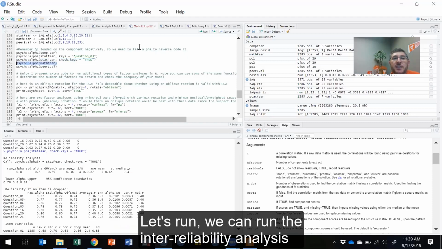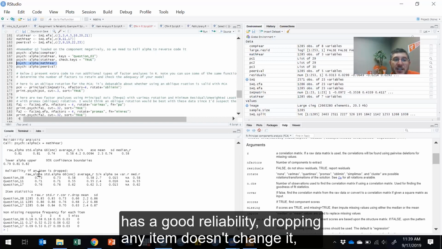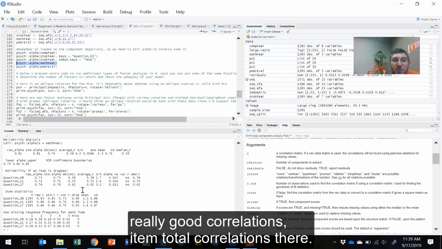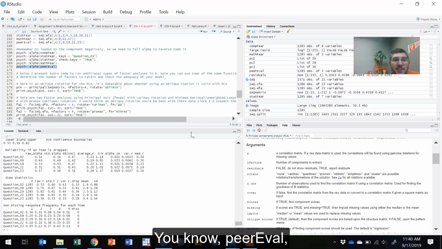We can run the reliability analysis for the fear of math scale. It has a good reliability. Dropping any item doesn't change it. Really good correlations. Item total correlations there. Peer eval.